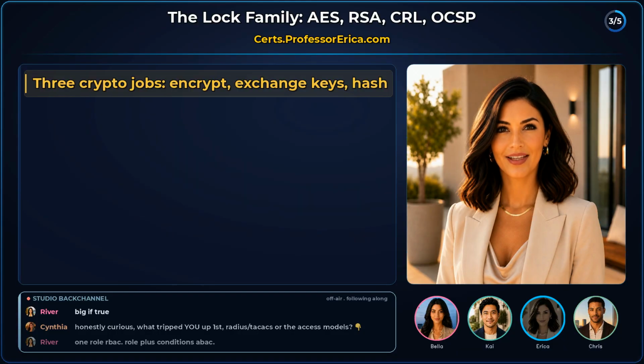The crypto family is where the most acronyms live and where the most points get lost, because 3 different jobs all sound like scrambling. Encrypting, exchanging keys, and proving integrity are not the same thing, and the exam knows you blur them. So start with the cleanest split in the whole objective, symmetric versus asymmetric. The entire difference is how many keys.